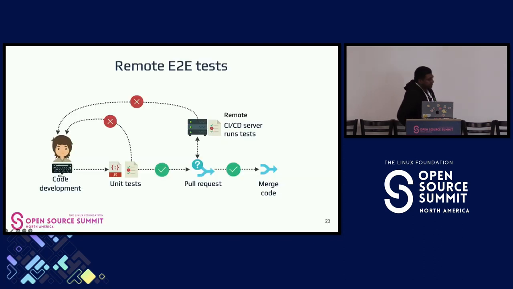Okay, so just a graphical description of what I was talking about. When a developer writes his code, he writes some unit tests, and then if something fails, he would fix it locally and rerun those unit tests again. But when we have remote end-to-end tests, he would raise a pull request, and these tests are run in a remote CI/CD server. So if that fails, the round cycle of identifying an issue, whether it's an environment issue or a bug, is huge in terms of getting back.